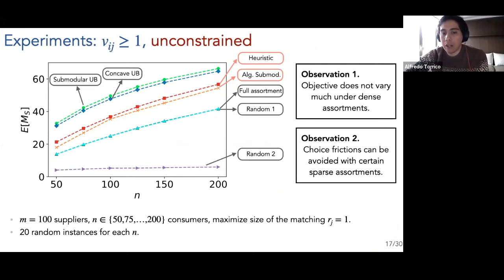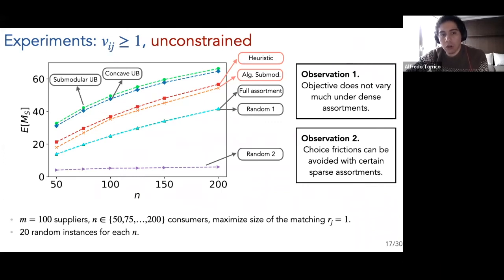If we actually test another type of sparse assortment, just a random assortment of the same size as our algorithm, then we can see that the performance is not very good. So not any sparse assortment is good for this kind of instances.